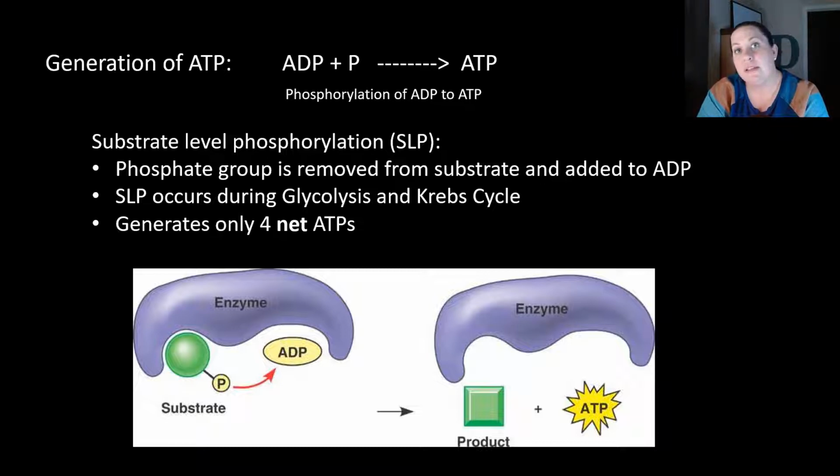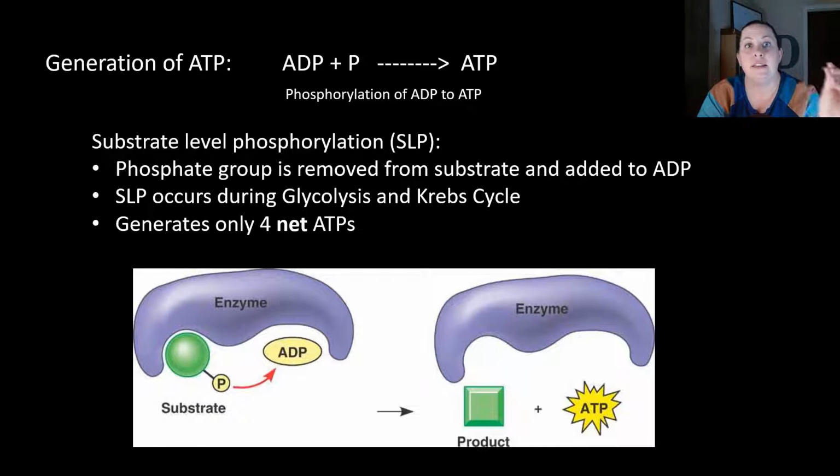Now there's 2 types of phosphorylation we're going to discuss. The first one is substrate level phosphorylation, or SLP. This is where the phosphate group is removed from a substrate and added to ADP, and this is going to be done with the help of enzymes, like you see in this particular picture.